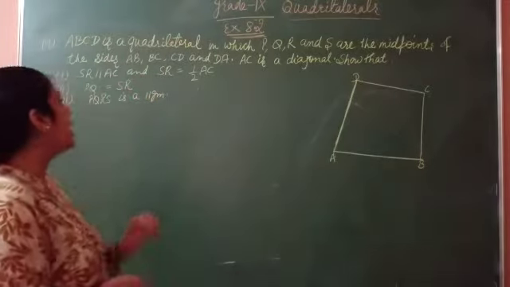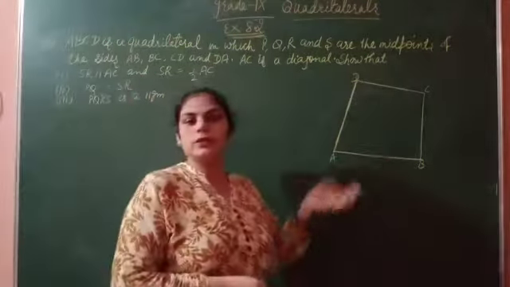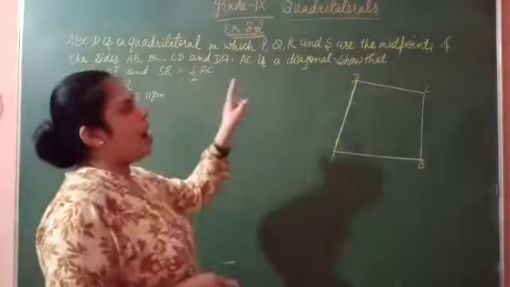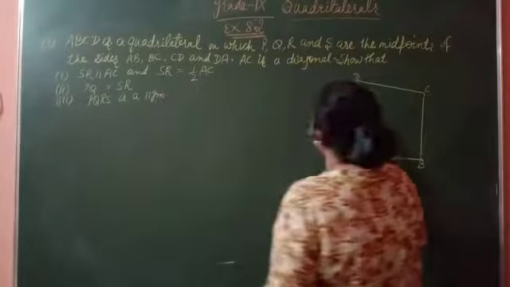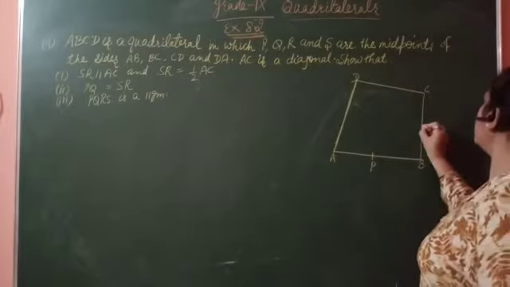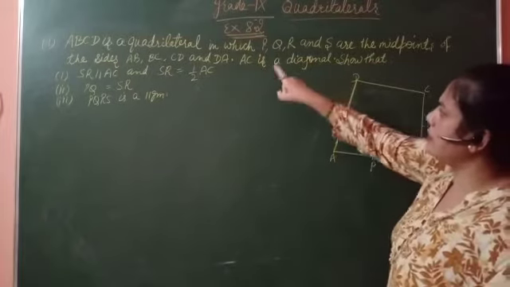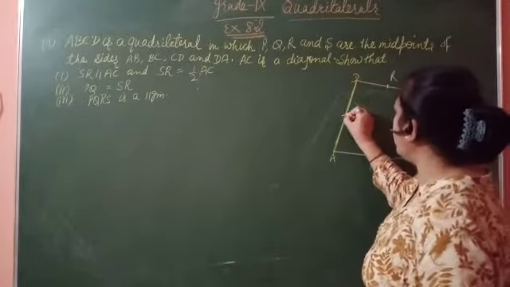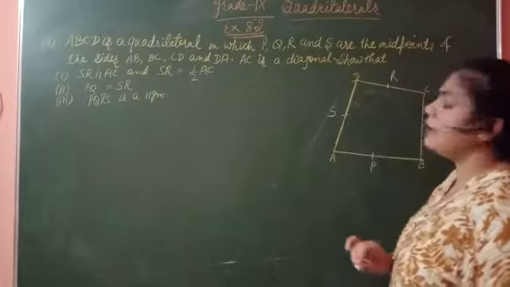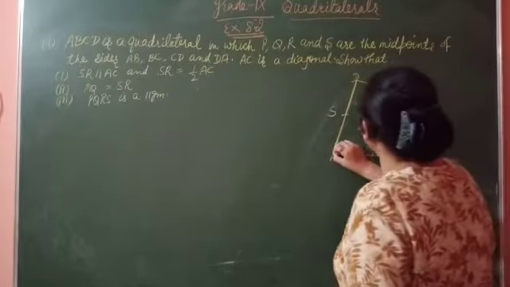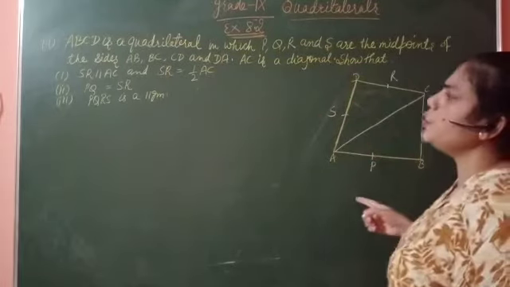So you have the question that ABCD is a quadrilateral, which means it has four sides, and in which P, Q, R, S are the midpoints of AB, BC, CD and DA. P is the midpoint of AB, Q is the midpoint of BC, R is the midpoint of CD and S is the midpoint of DA. Clear? You are given that these are the midpoints, and AC is the diagonal.